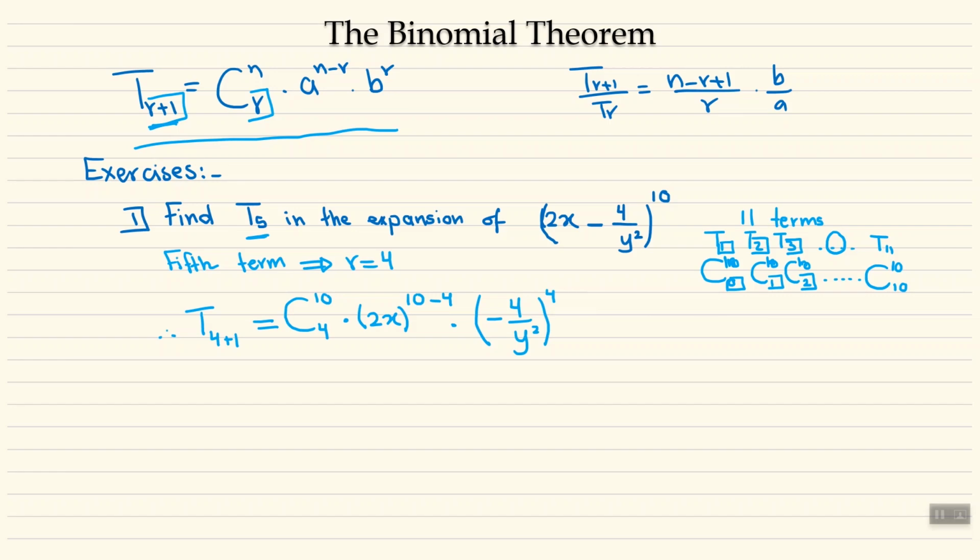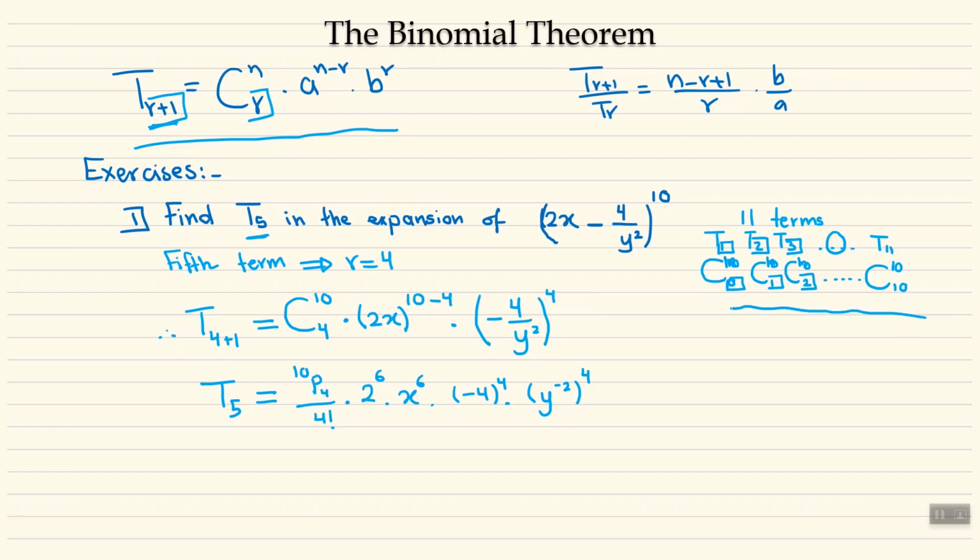So let's do that. So T5 equals 10 combination 4, which is 10 permutation 4 over 4 factorial times 10 minus 4, which is 6. So it is 2 to the power of 6 times x to the power of 6 times negative 4 to the power of 4, and I will take this y up, so it becomes y to the power of minus 2, and I will also give it a power 4.